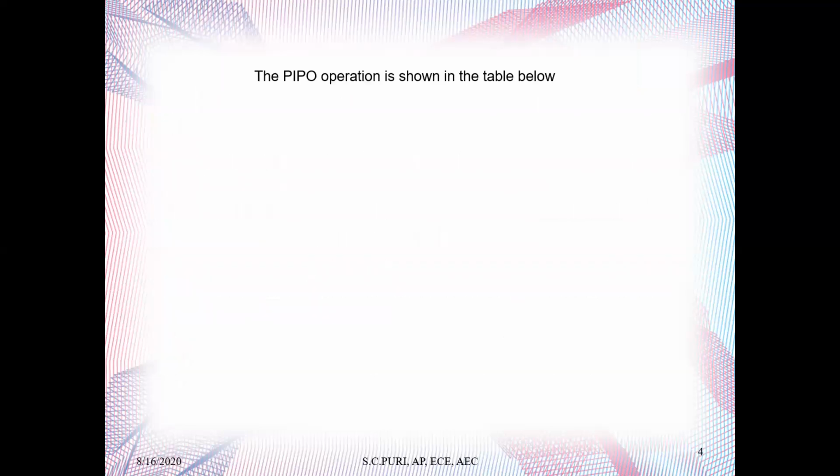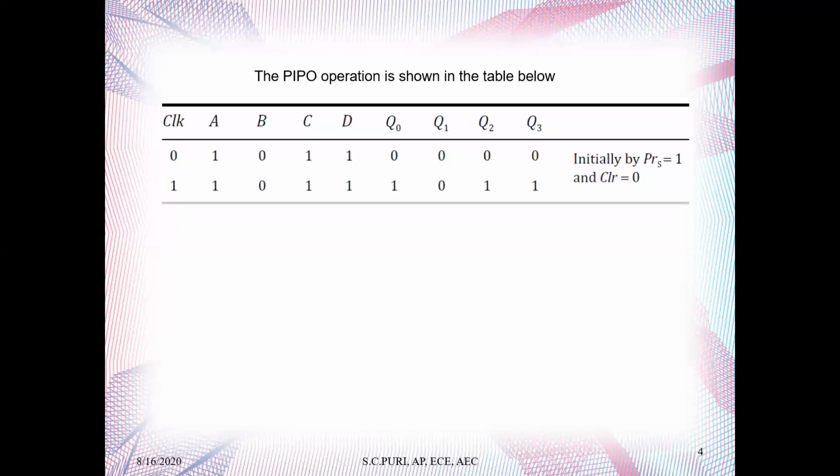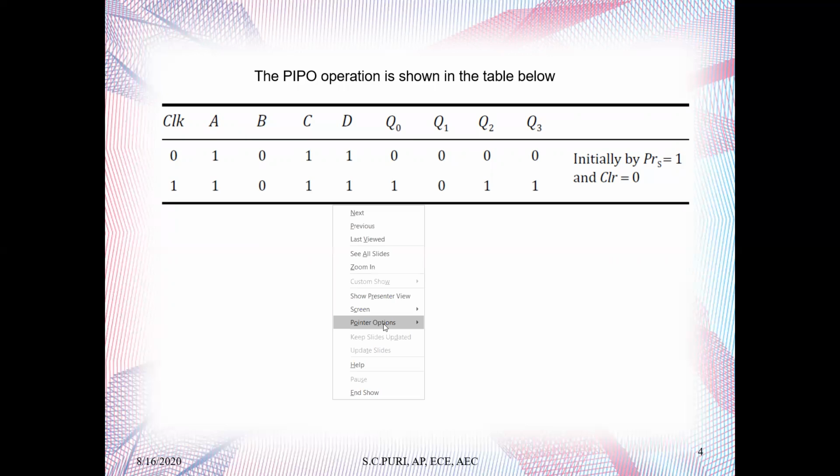The PIPO operation is shown in the table below. You can see here, this is the PIPO operation. When there was no clock, that is when the clock is 0, you can see 1011 was the data, but still you don't have anything at the output because it was cleared initially. So it will remain like that.